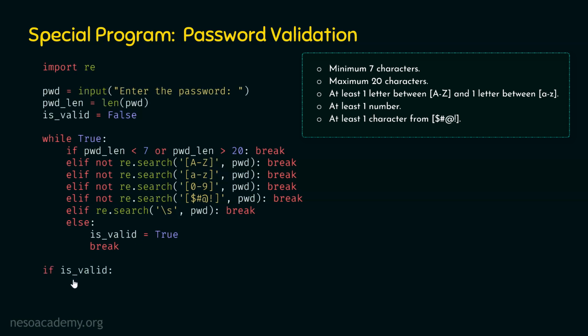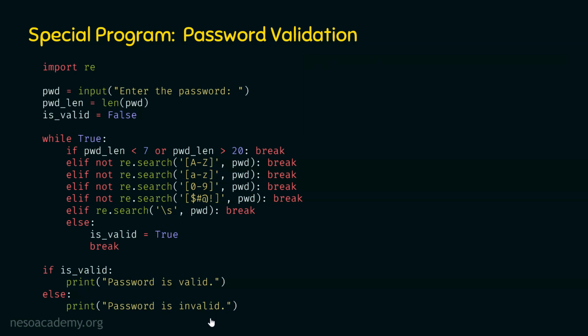After this, we need to check this. If is_valid is true. This is another way of saying the same thing. If is_valid is true, then this condition is satisfied. We'll go inside and print password is valid. Otherwise, we will print password is invalid. So this is the complete program which checks whether the password is valid or not.